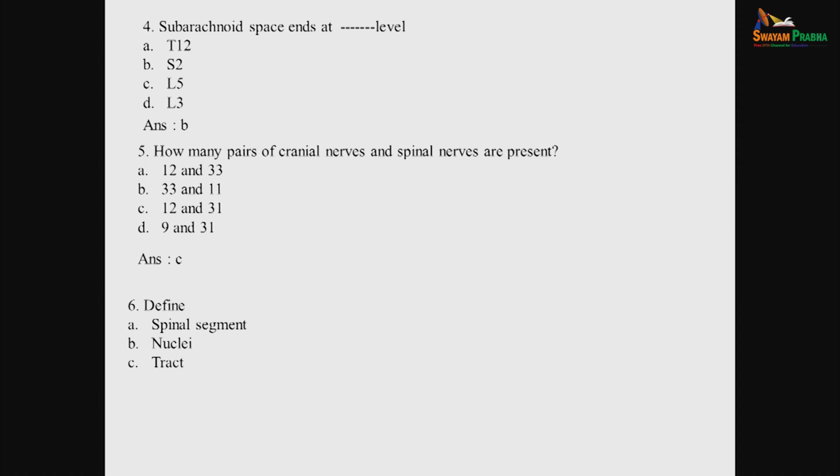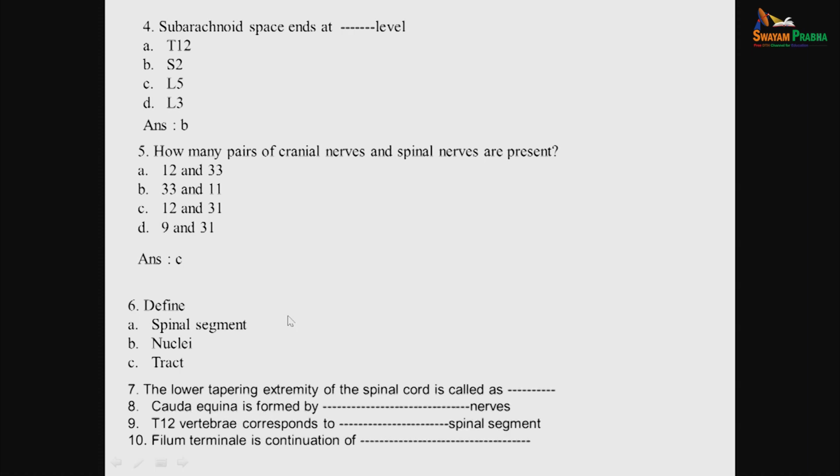Next is tract. What is a tract? We studied various tracts in the anterior white column, lateral white column and posterior white column. A tract is a collection of nerve fibers which have the same origin, course and termination. You have various ascending and descending tracts. We have positioned them at various places in a cross section of a spinal cord. Next question: the lower tapering extremity of the spinal cord is called what? It is called the conus medullaris.